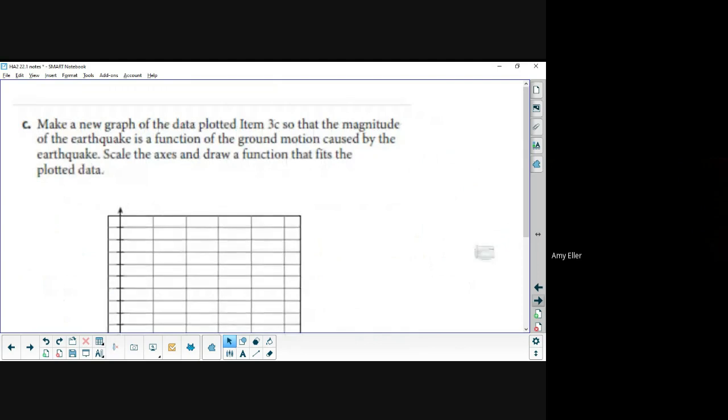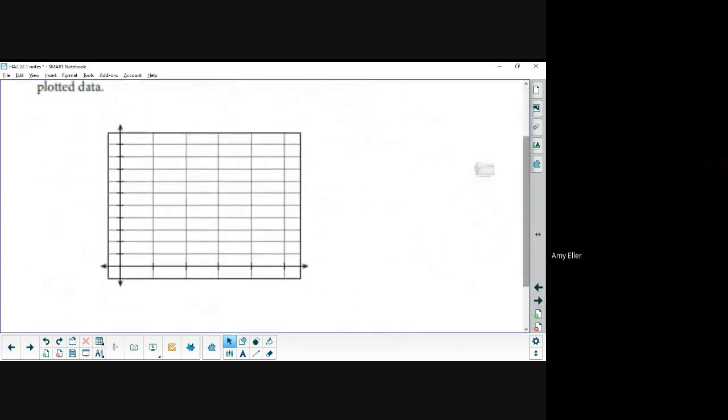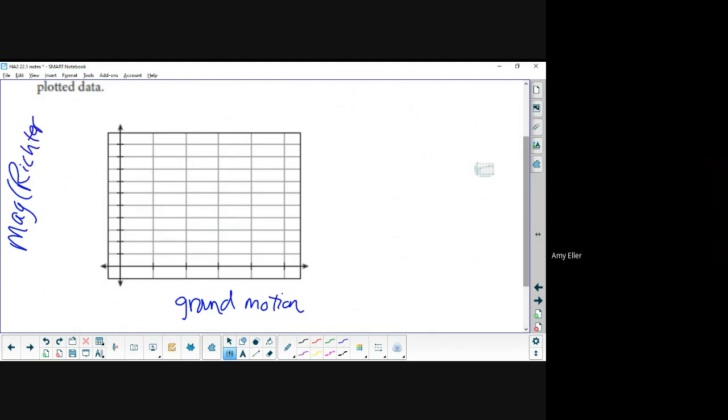There's a new graph there for you. We need to flip the axes to what actually happens in real life. The X is the ground shakes first, and the output is the magnitude, the Richter scale reading. Go ahead and fill in your labels and your points.